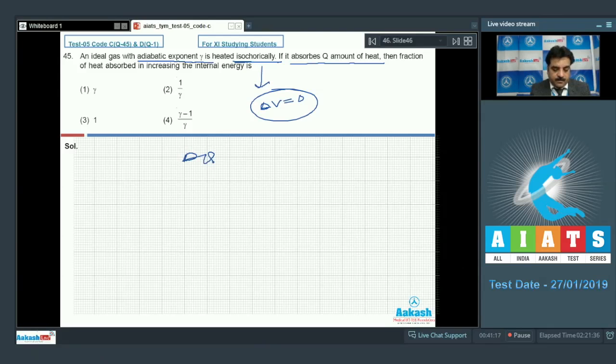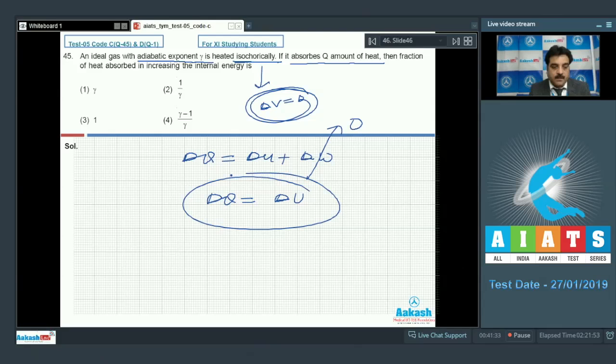If I use the first law of thermodynamics, delta Q equals delta U plus delta W, then if change in volume is 0, you can say work done is 0. So I have delta Q is equal to delta U. What is the meaning of that? All heat absorbed will be used in increasing the internal energy of the gas. So by this observation, I can say option number 3 will be the right choice, meaning 1.